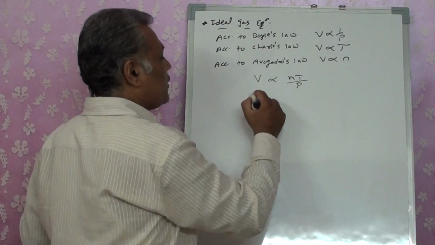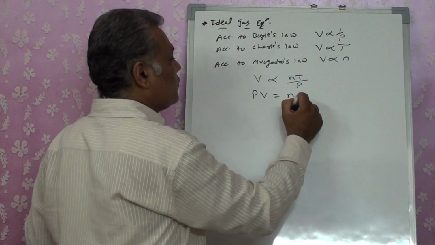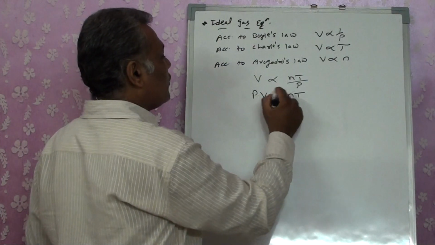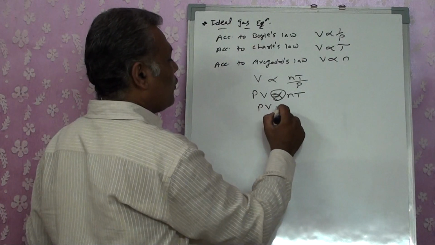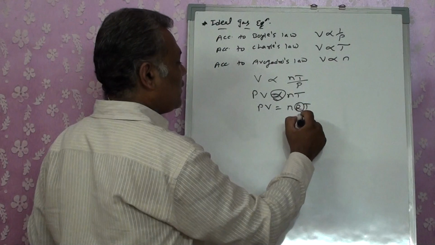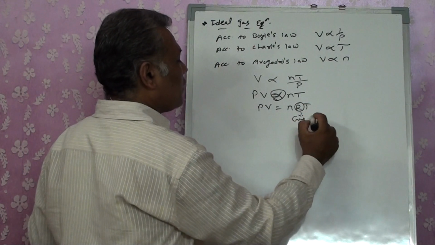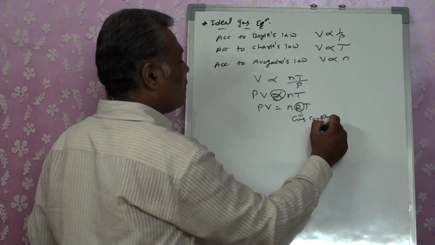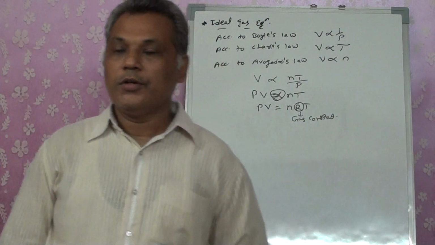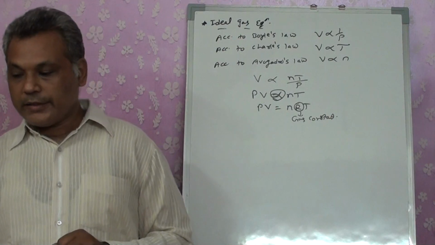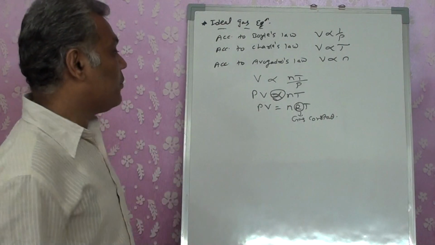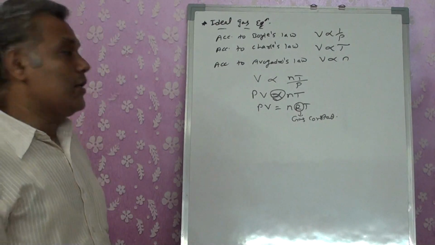Let's take the P on the other side. So PV is proportional to nT. If I remove this proportionality sign, I am going to put in a proportionality constant, which I am going to indicate as R. It's known as the gas constant or proportionality constant. This is particularly for the gaseous component, so we also termed it as the gas constant, right? So this gives me an equation, PV is equal to nRT.